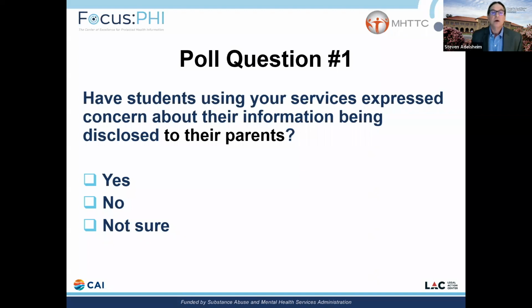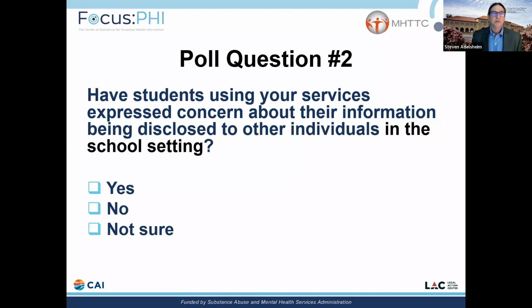If we go to the next question, poll number 2. Have students using your services expressed concerns about their information being disclosed to other individuals in the school setting? Let us know what your sense has been about that as well. We're going to give just a little bit of time for folks to answer that question. And it looks like maybe the numbers are a little bit less. When we look at those results, 69% of you say that that's been an issue, maybe 24% not as much. So both are major issues, and depending upon who we work for, these issues are going to be really important, and that's part of what we want to touch on over these next 2 sessions as well. So thank you for that.